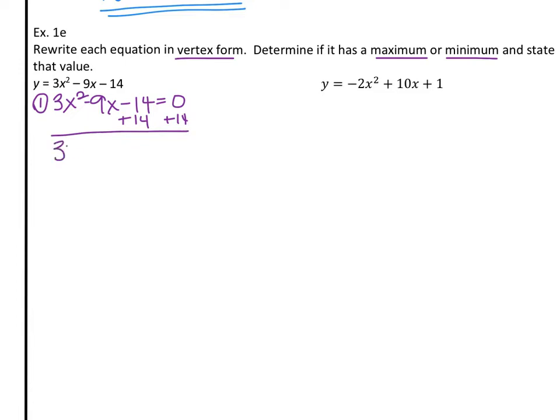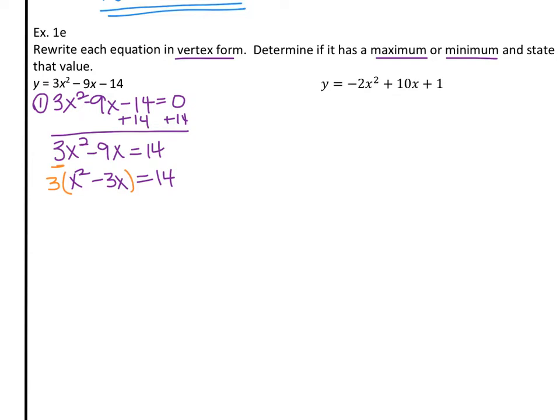We get 3x squared minus 9x equals 14. And now we have to factor the a value out. We have to factor 3 out of both terms. If we factor 3 out of 3x squared minus 9x, we would have x squared minus 3x, and then 14. So now look what b equals.